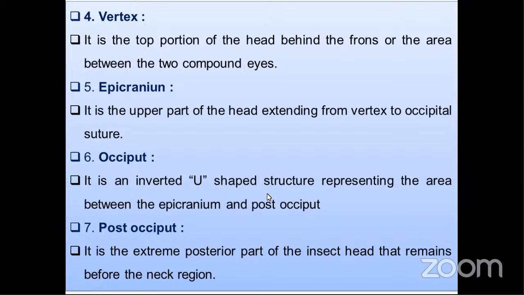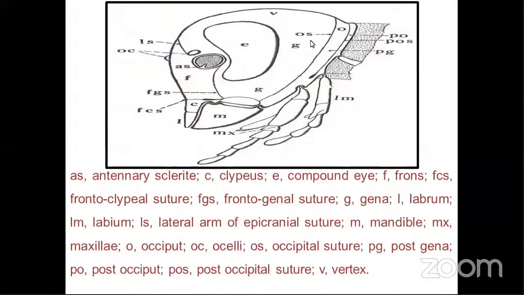So you can see these pictures. This is the vertex. V means vertex. This is the occiput, and this is the post-occiput. You can see here, this region we call the epicranium, which extends from the vertex to the occipital suture, up to here. So this is the occipital suture. This region we call the epicranium, which extends from the vertex to the occipital suture.